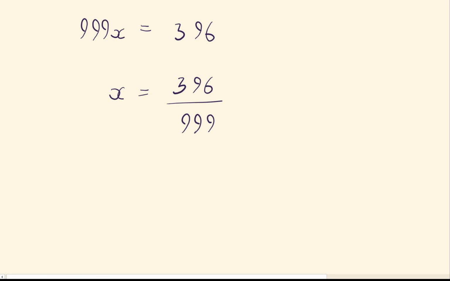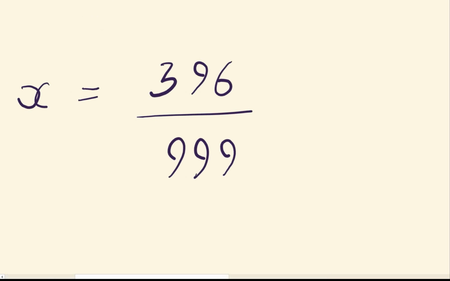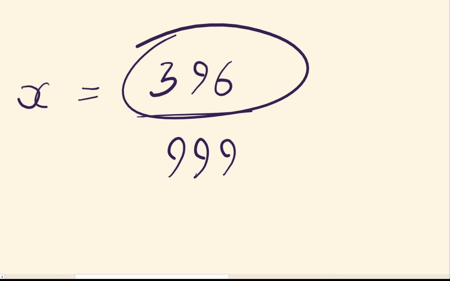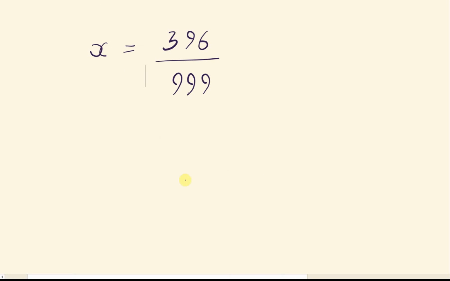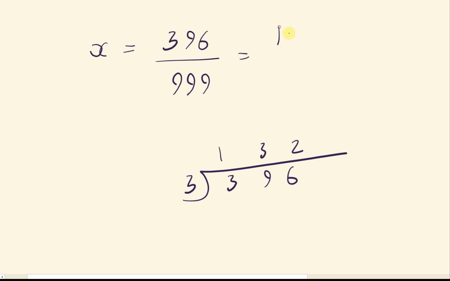Can this simplify? Yes, it can. You should be able to see that this top thing here can divide by 3, and the bottom part can obviously divide by 3. So divide them both by 3. Let's use the bus stop method for the top. I then get 132 over 333.